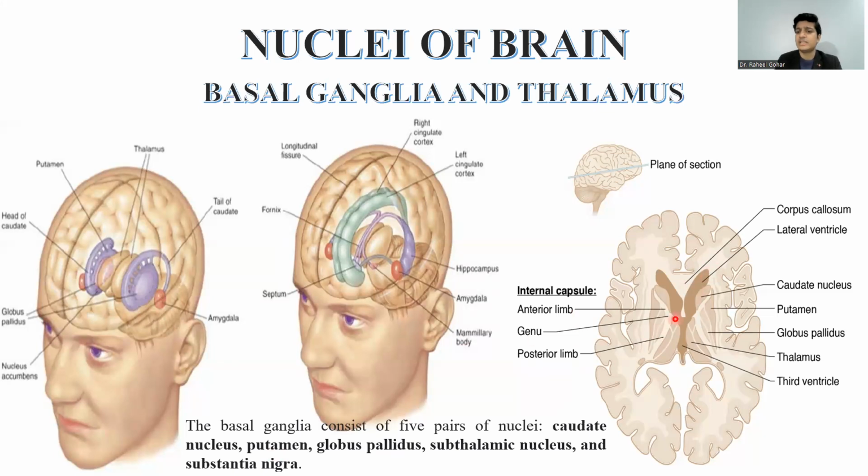So here you can see these were the frontal horns of the lateral ventricle. Adjacent to them, it is the caudate nucleus. Then this triangular structure you can see is the lentiform nucleus, which is divided into 2 parts: putamen and globus pallidus. And adjacent to the third ventricle bilaterally, we have got these structures which are known as thalami.